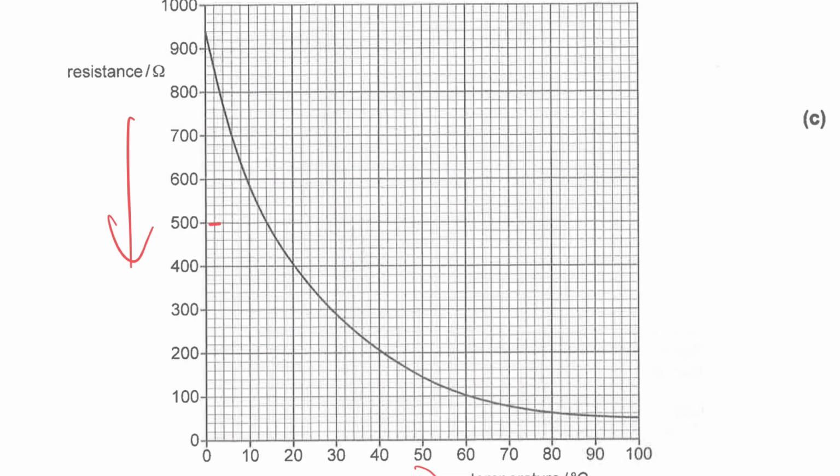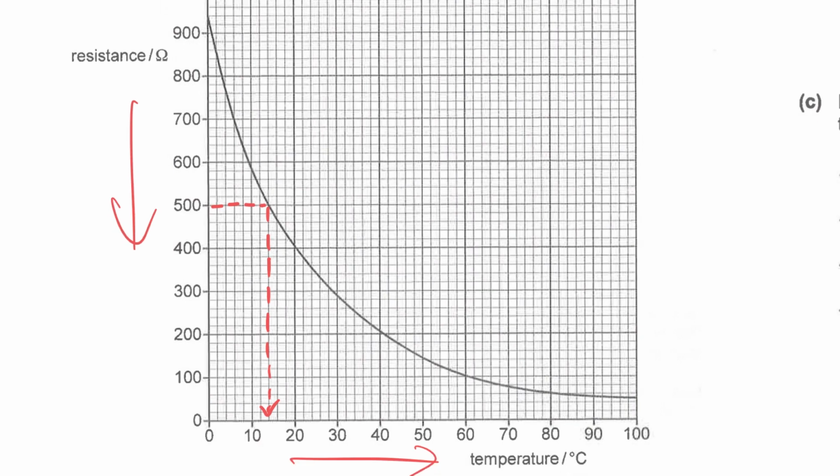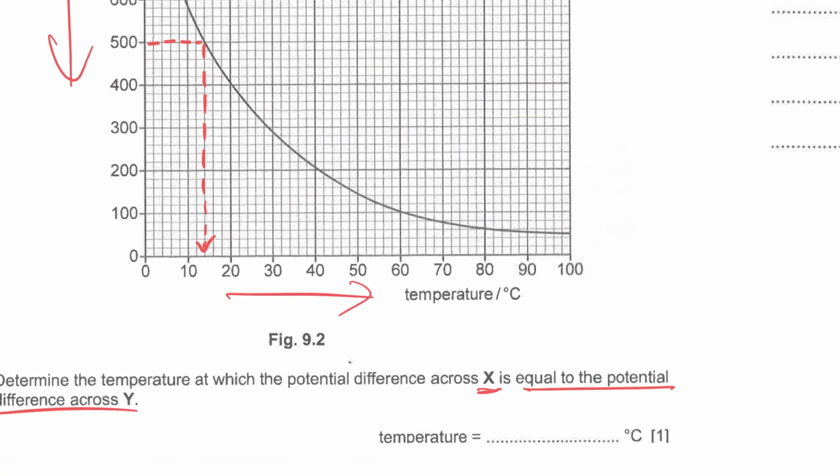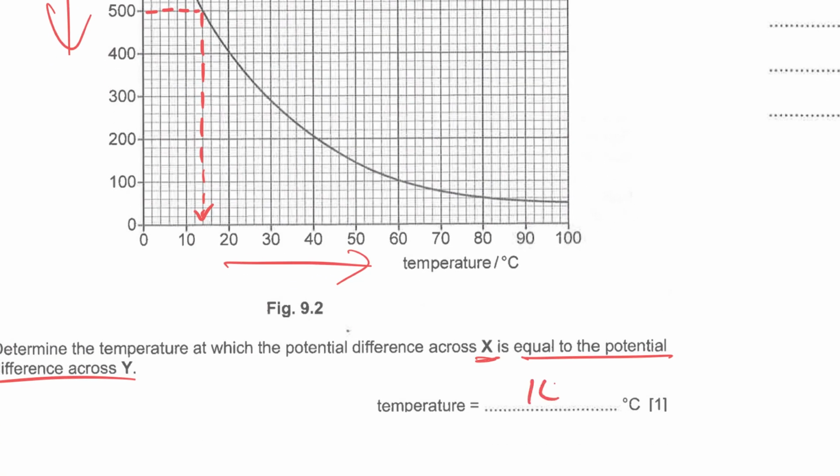Once again, you definitely have to indicate on the graph itself to show the marker how you get the answer. So from here, don't be careless, it's not 12, it's actually 14. Every smallest division is 2 units. All right, that's how you solve the first part.